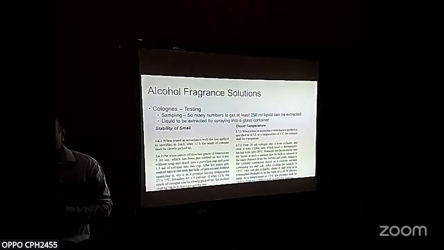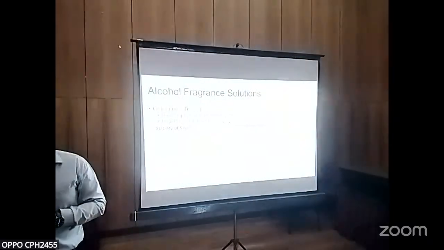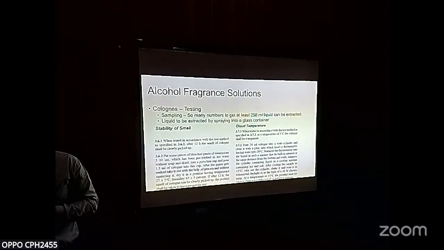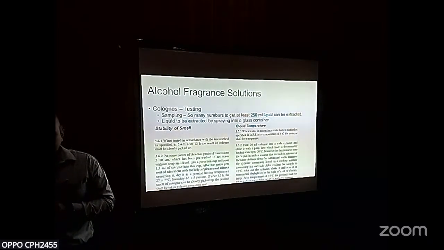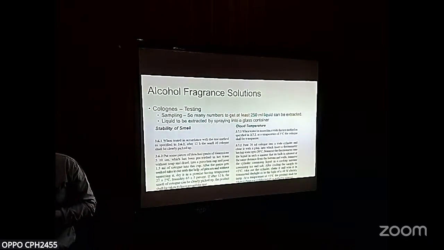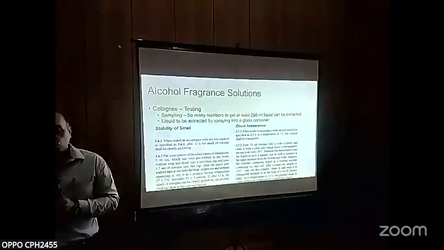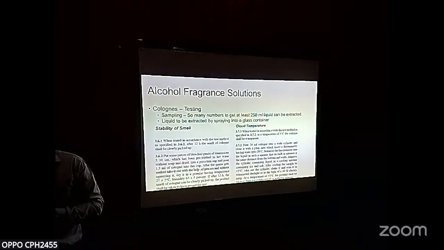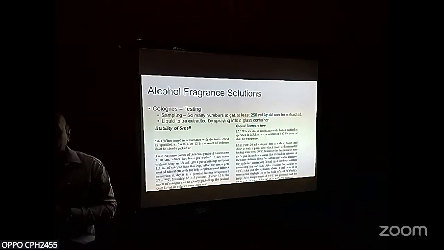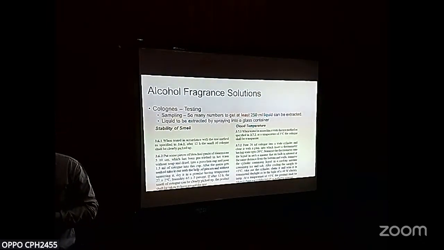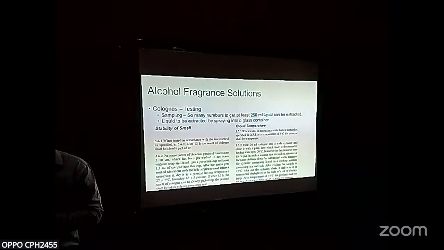Cloud temperature. Normally, what happens is all these colognes are heavily loaded with perfumes, around 15 to 20%. They contain terpenes, aldehydes, ketones. So over a period of time, these are bound to precipitate out. If they precipitate out, the actual profile of the perfume is lost. So IS has given a particular standard wherein you take a cylinder, add the sample, keep it at plus 5 degrees for a particular amount of time and see whether any precipitates come up. If not, it is considered a pass.